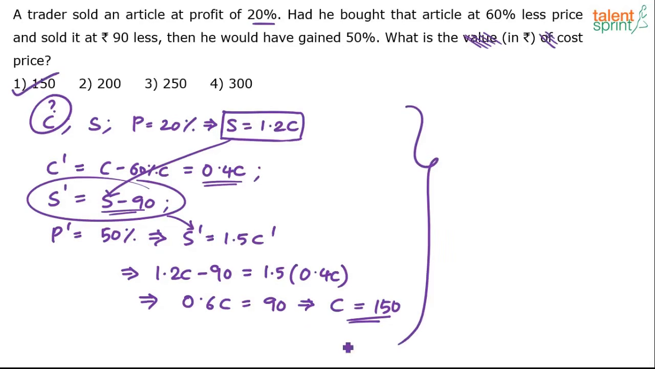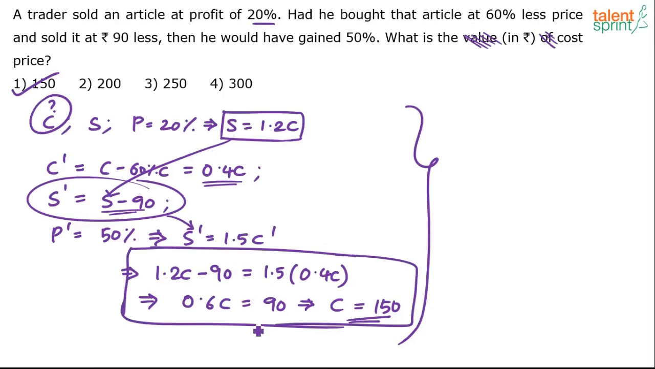Please do not look at the number of steps and get scared. You don't have to write all the steps. You know S is 1.2C, so this is not required at all. This also is not required. C dash will be 0.4C, S dash will be S minus 90, and this will be 1.5C. You have to start from this step in my view. This is the solution. It boils down to only these two steps. All the other stuff here is just the data given in the question itself. So 150, option 1 will be the answer.